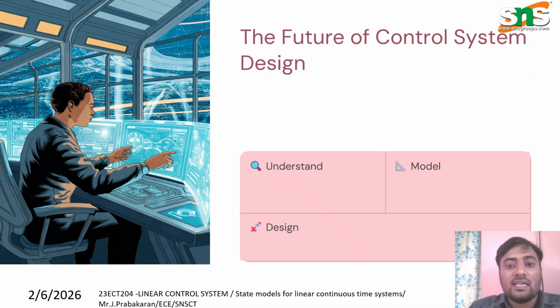Using design thinking, we understand the system better, we model the system accurately, we design better controllers. The process can be summarized as: understand, empathize with the system; model, define state variables and equations; and design, develop robust control strategies. This approach helps engineers build smarter and more reliable systems.